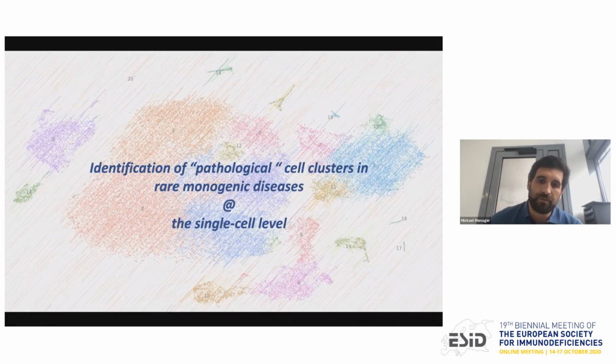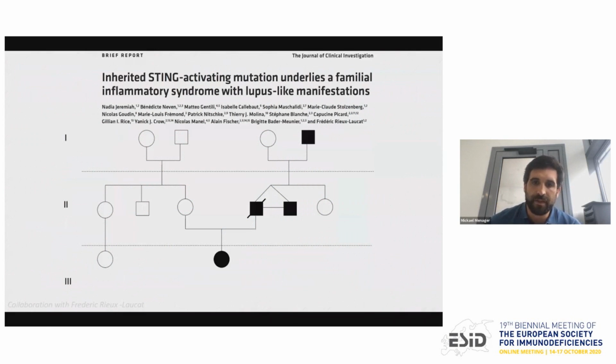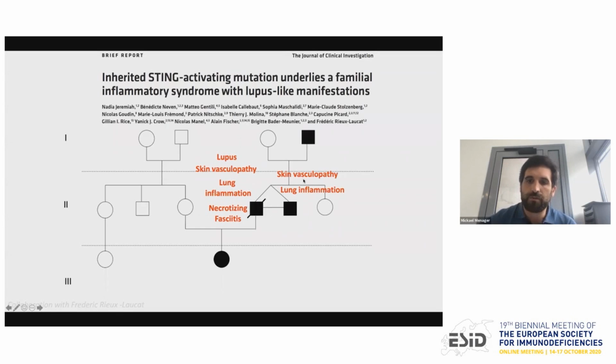The first example is an identification of one of those pathological cell clusters. Here, it's a collaboration with the team of Frédéric Rieux-Laucat. We are looking at a family with an activating mutation in STING, a gene involved in DNA sensing, and this leads to an autoinflammatory syndrome called SAVI. You will see in this family, in addition to the classical signs of SAVI, such as inflammation of the lung and skin vasculopathy, there's also a very severe sign of autoimmunity, with lupus identified. This individual here, the father, has a twin brother, and interestingly, although they're carrying the same mutation, and it's a monogenic rare disorder, the twin brother doesn't have those autoimmune signs, or at least they are not as severe, and so he doesn't have any lupus.